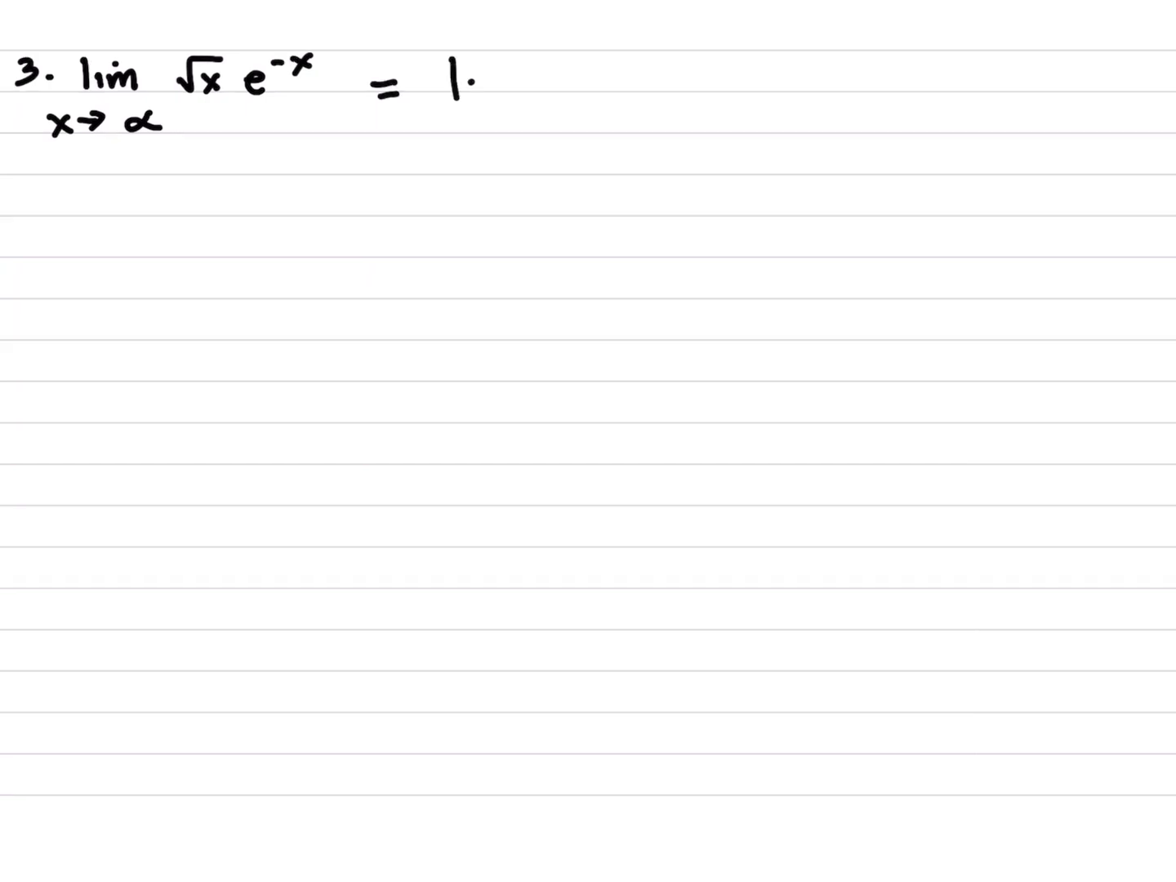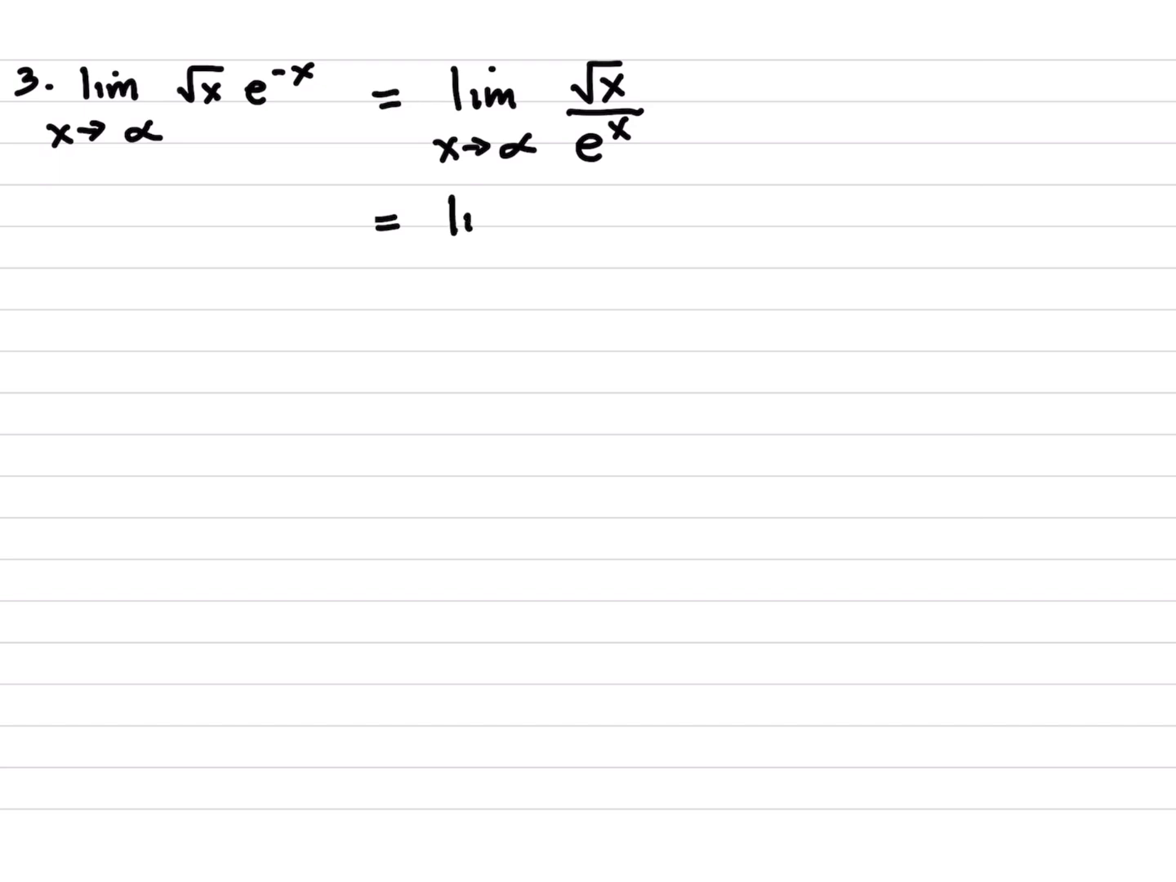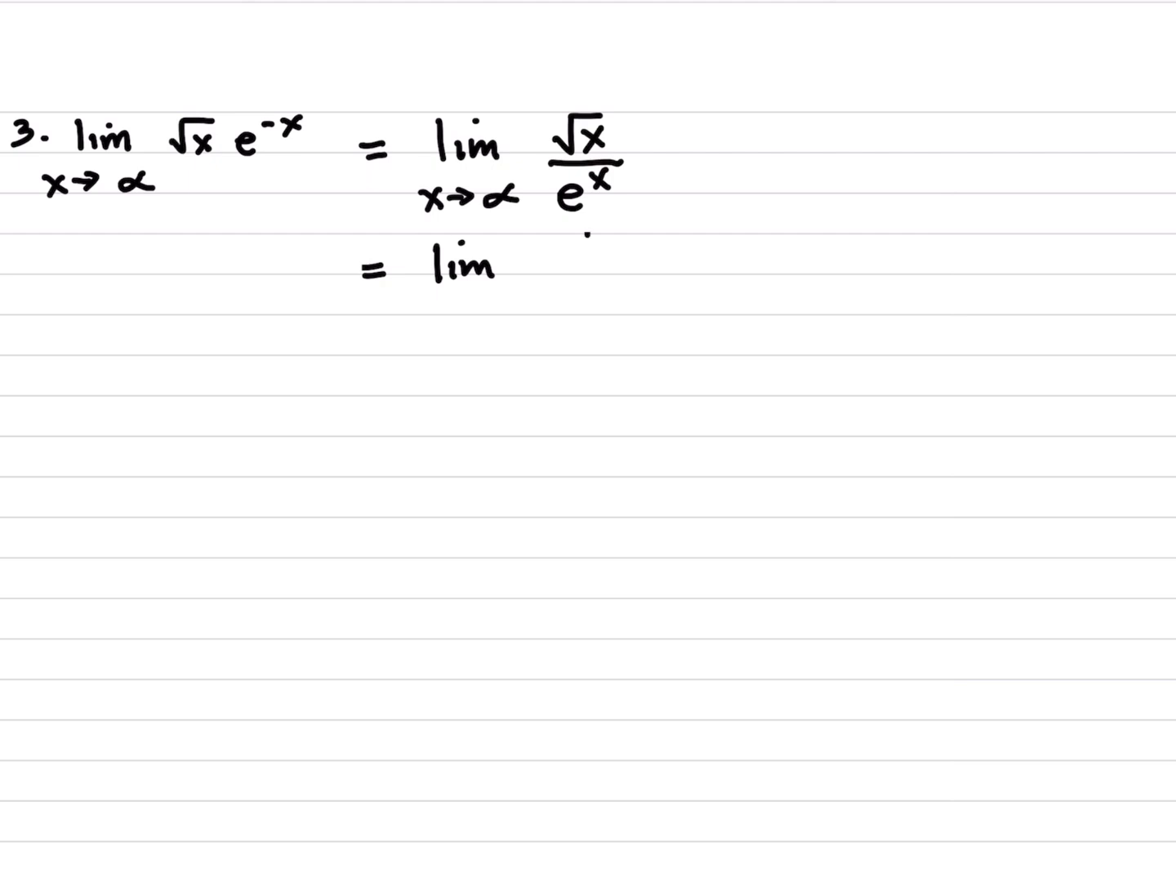Okay, you know for a fact that this could be written as the limit of the square root of x over e raised to x as x approaches infinity. And now we can apply L'Hopital's rule because we now have a numerator and a denominator. The derivative of the square root of x is 1 over 2 square root of x, over the derivative of e to the x, which is e to the x, as x approaches infinity.